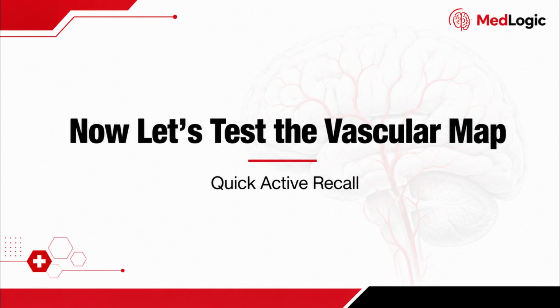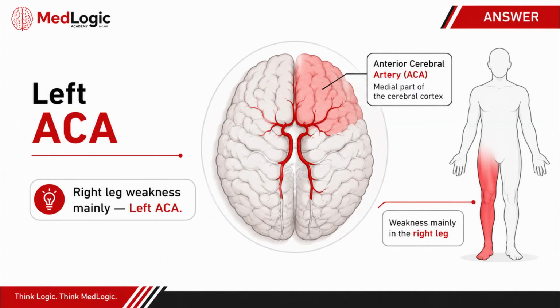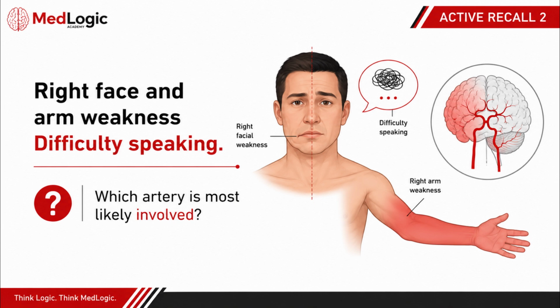Now let's test this vascular map with quick active recall. A patient presents with sudden weakness, mainly affecting the right leg. Which artery is most likely involved? Left anterior cerebral artery. Right leg weakness mainly. Left ACA. Now, weakness of the right face and right arm with difficulty speaking. Which artery is most likely involved?